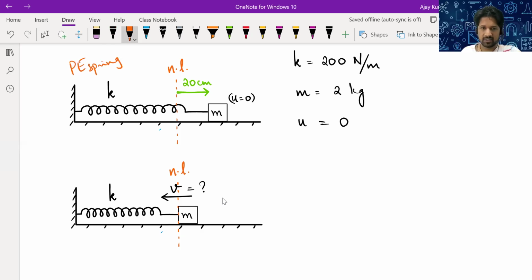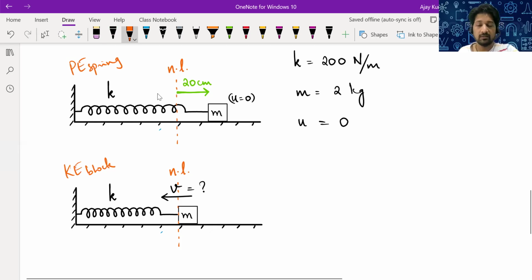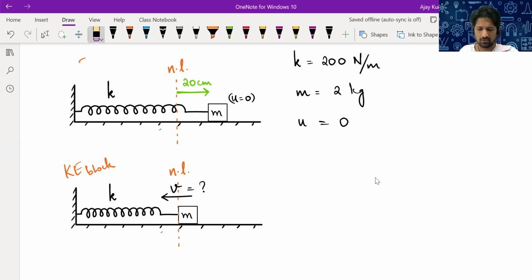But later, when the spring returns to natural length, the spring does not have potential energy, but the block is moving. The block has kinetic energy at that instant. And in this process, because spring force is the only force doing work, mechanical energy of the system is conserved. You can use mechanical energy conservation to find out the velocity, or speed, of the block at that instant. But we had done those problems in work, energy, power. That's fine. You can revise how to do that.